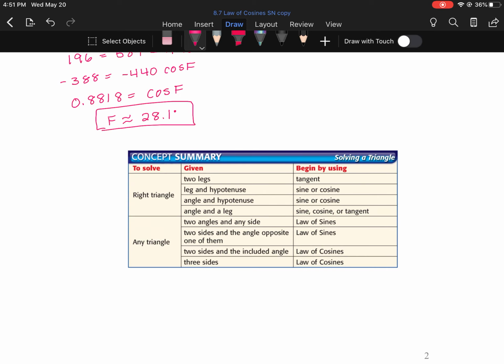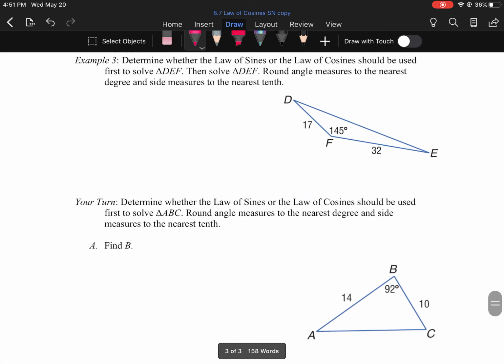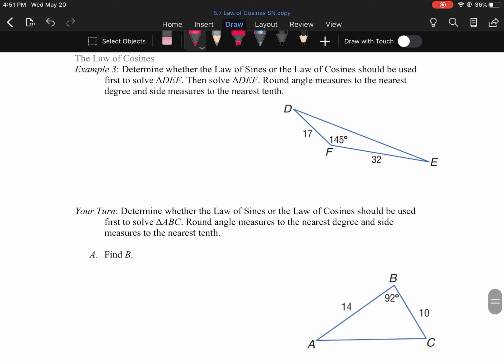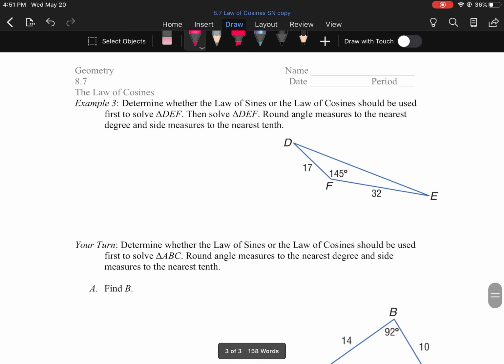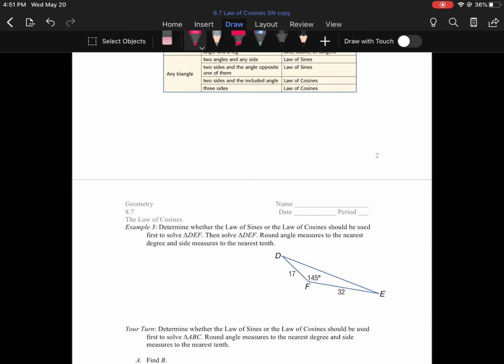All right, last example coming up. My pen keeps blinking red at me, so hopefully it lasts through this one. It says determine whether the law of sines or the law of cosines should be used to first solve triangle DEF, then solve triangle DEF and round the angle measures to the nearest degree and the side measures to the nearest tenth. So you can use that little key concept box.